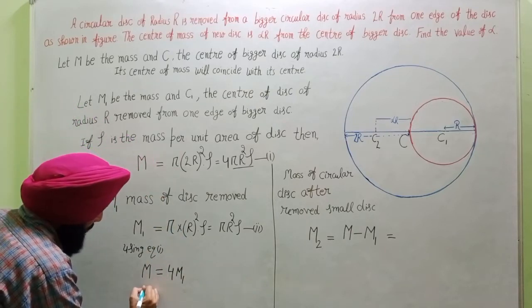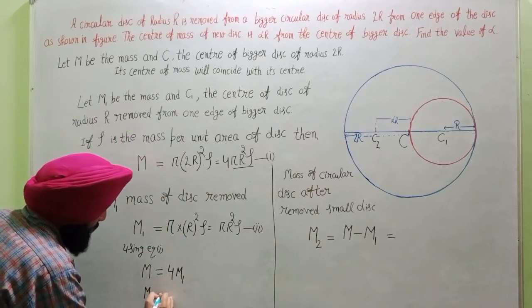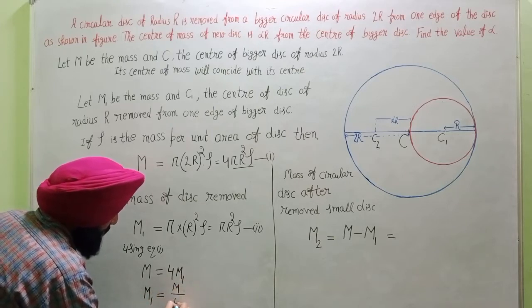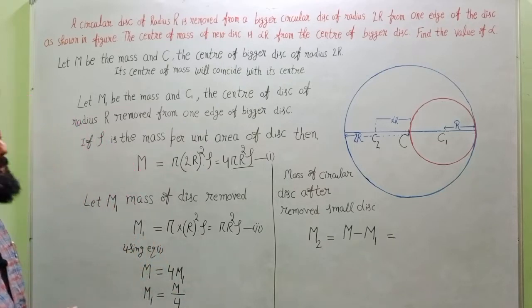So M1, the mass of the removed circular disk, is equal to capital M over 4.